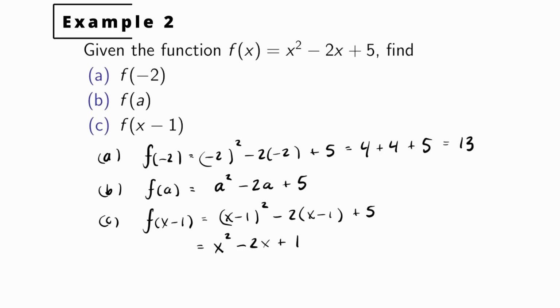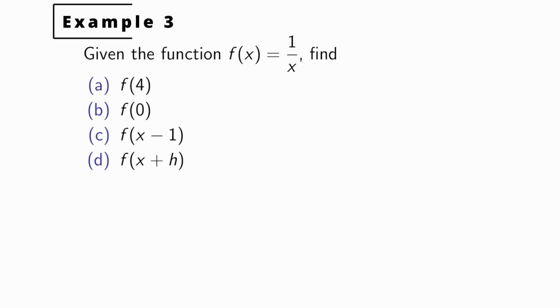Then we have to distribute this -2 to both terms here, so it becomes -2x. And then -2 times -1 is +2. And then plus 5. Finally, we combine like terms. There's only one x squared term. We have -2x and another -2x term that's combined to give us -4x. And then 1 plus 2 plus 5 is 8. So we get that f of x minus 1 is x squared minus 4x plus 8.